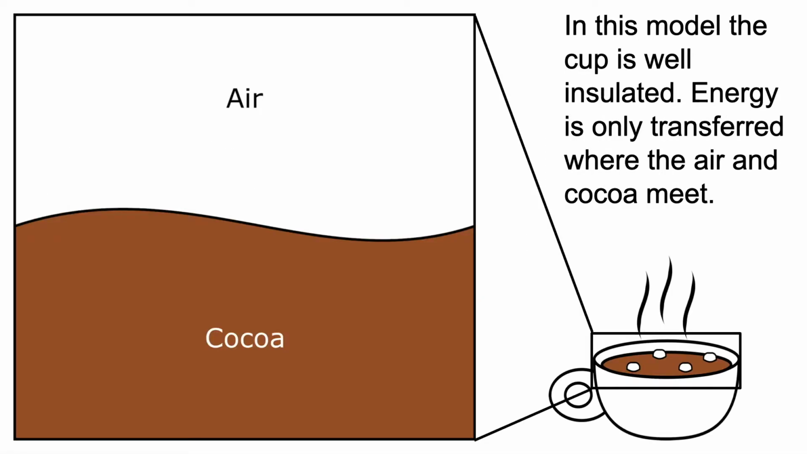To simplify our model, we'll assume the cup is really well insulated, so that no energy from the molecules can be transferred through the sides of the cup. Energy is only transferred where the air and the cocoa meet.